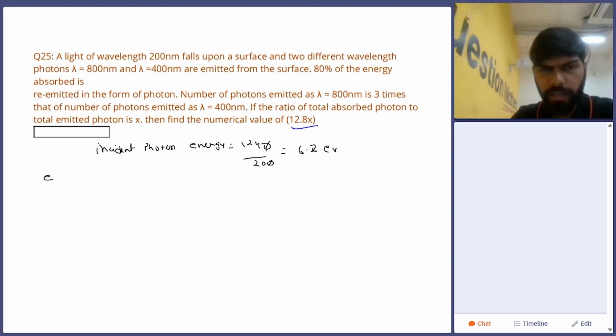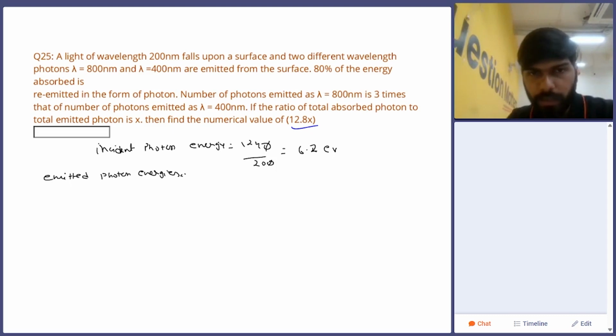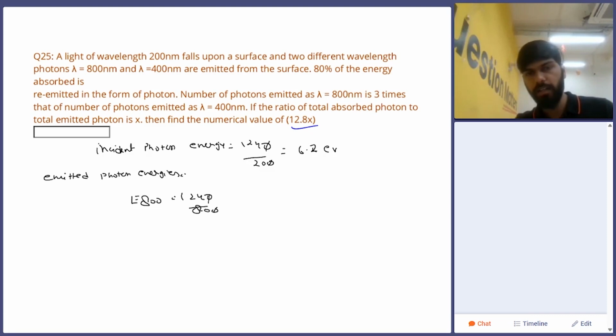Okay. Now if we talk about emitted photon energy, emitted photon means 2 are happening. E at 800 is 1240 upon 800, so this will become 1.55 eV. E at 400 is equal to 1240 upon 400, so we will get 3.1 eV, right?